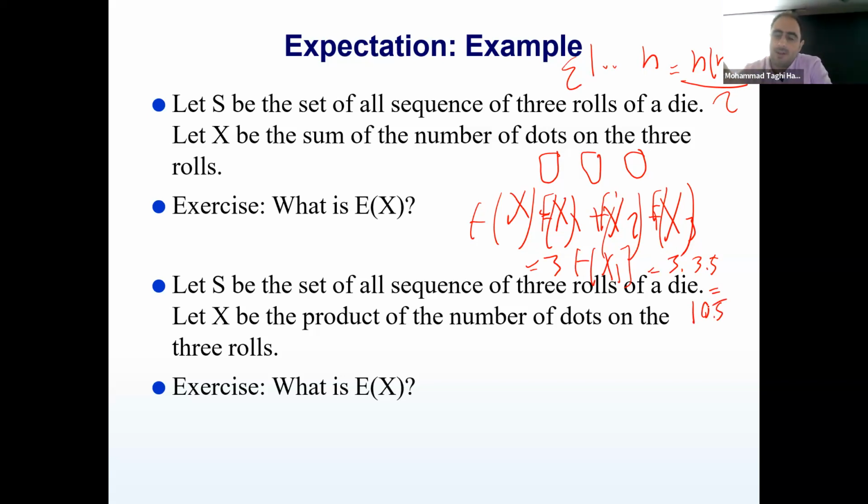Now, what if we consider the same instance, but here X is the product of the number of dots in this? Here we don't have linearity of product, so you need to think about it. Of course, one way is that you compute all possible cases. We can always do that. You want to get E of X, so consider all possible events that can happen, like the one that we got, for example, for 5, like 1, 1, 3, and so all possible things.